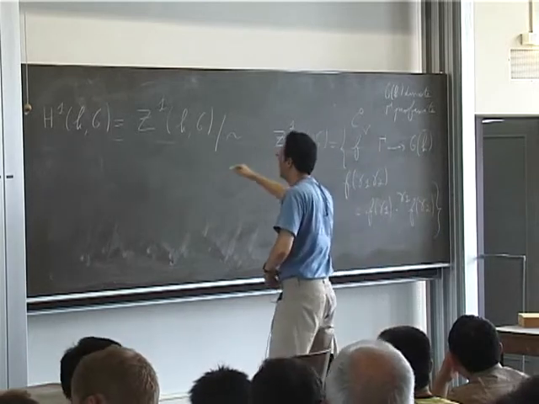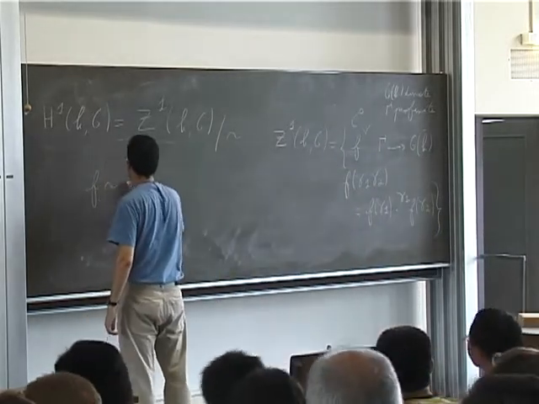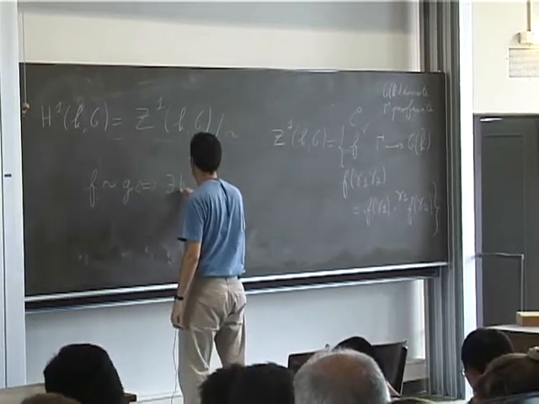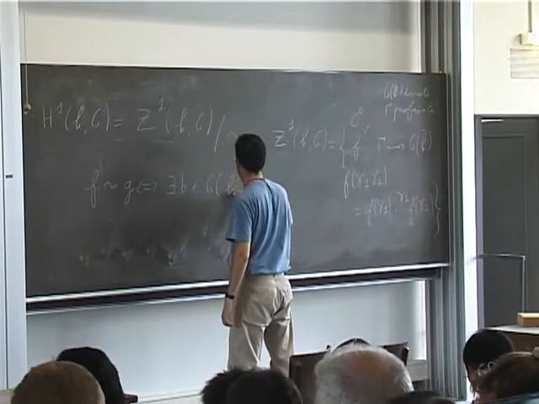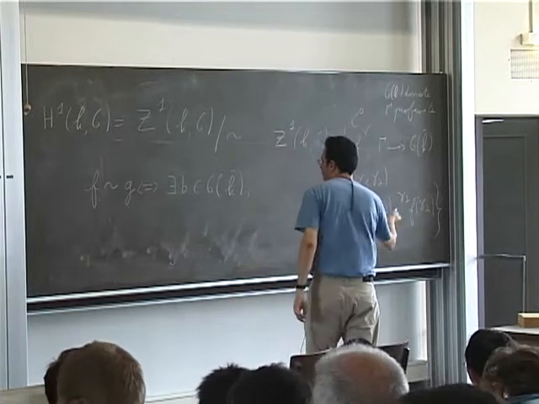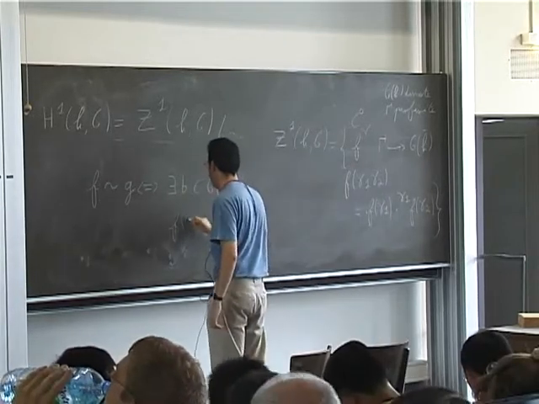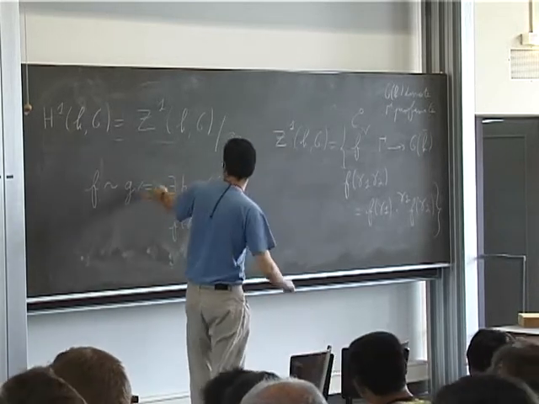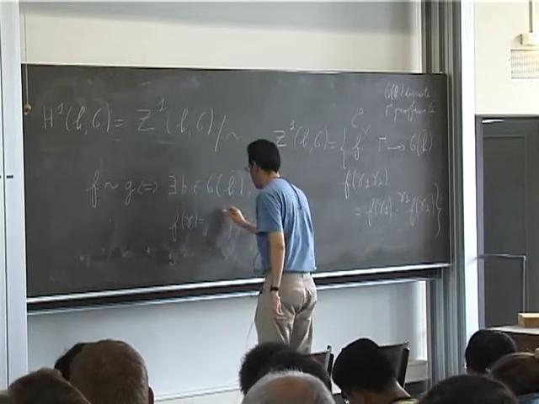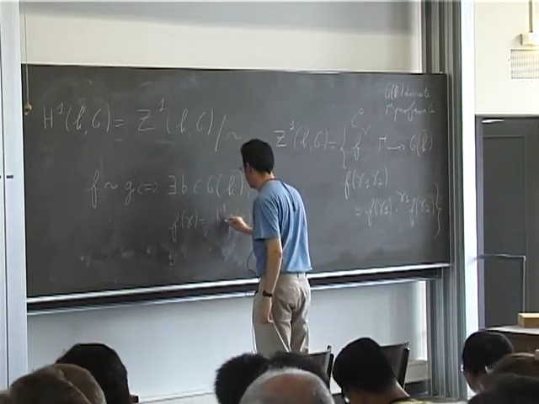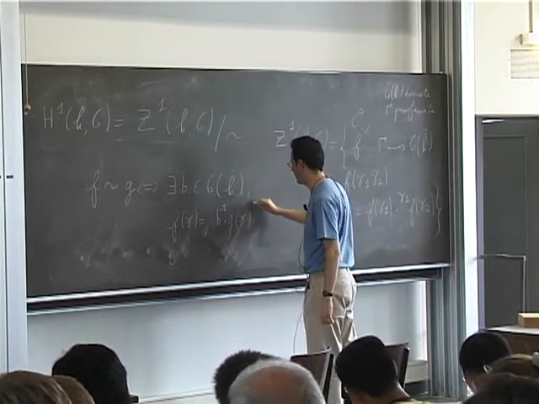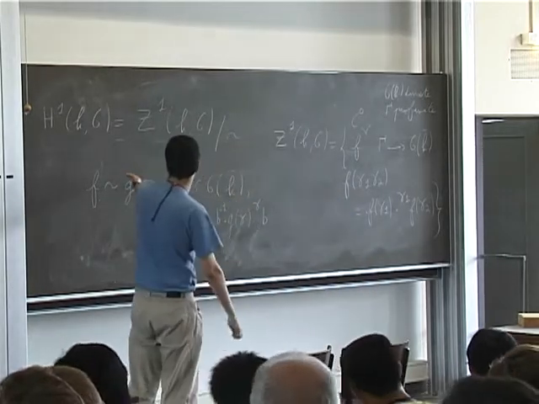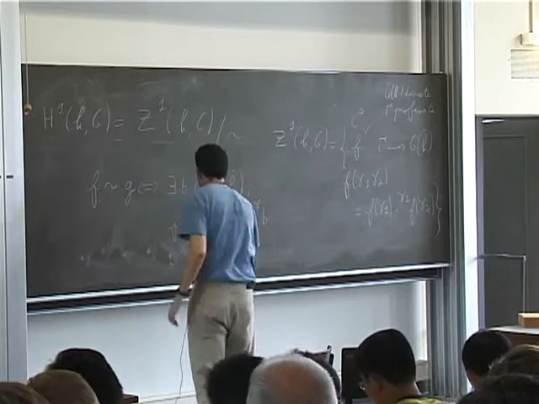And what is the equivalence relation? F is equivalent to g if and only if there exists an element b in G of K bar such that f of gamma is g of gamma twisted in some sense by b. So here you put b minus 1, and here you put gamma acting on b. Once again, in the commutative case, you recover the usual definition.